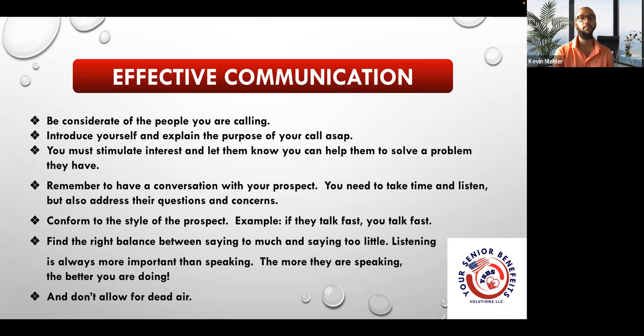Now, conform to the style of the prospect. As an example here, if they talk fast, you want to match their energy. You want to talk fast as well. Okay. If somebody talks loud, I'm not saying you have to yell, but maybe they can't hear well, and that's why they talk loud. Okay. If somebody talks a little country, I'm not saying you have to completely change your attitude and talk country, but you might want to lean in a little bit towards their direction and talk. If I have someone that speaks super proper, I'm going to match their energy and speak more proper.